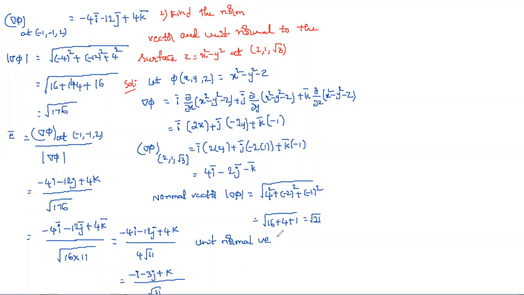The unit normal vector to the given surface phi at that point is nothing but e cap. In some textbooks they may write e cap or simply e bar. This is nothing but del phi at that point, say the point is P, divided by modulus del phi. So this is equal to (4i minus 2j minus k) by square root of 21. So this is the unit normal vector, and the normal vector.